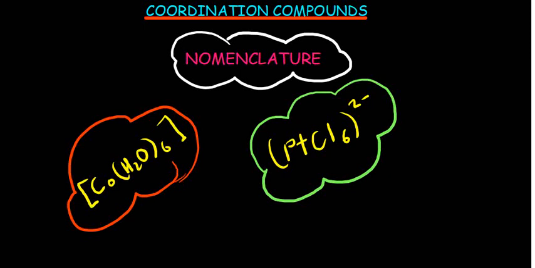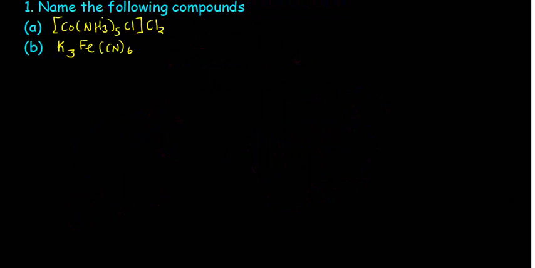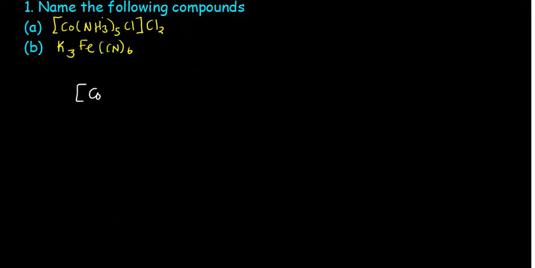We're going to go over a very simple way of naming coordination compounds. The first thing we have here is: name the following compounds. The first one. If we look at the first compound, that is [Co(NH3)5Cl]Cl2. Just like we name ionic compounds, we first start by naming the thing which is positively charged and then the one which is negatively charged.